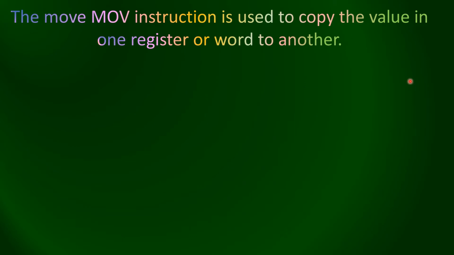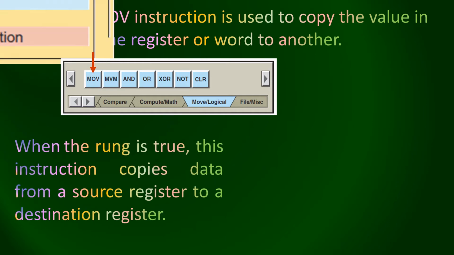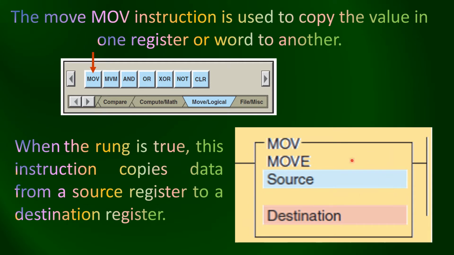There are several ways to move the data from one register to another register. On this slide, we will be discussing the move instruction. You can see the move instruction from this tab. Whenever you click this tab, you will get a block like this. In this block you have two registers, the source register and the destination register. Whenever this block becomes true, the data from the source is moved to the destination.